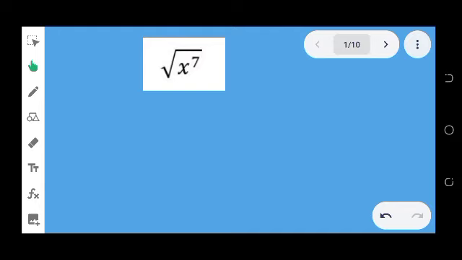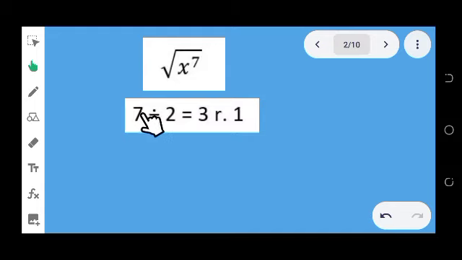You have the square root of x to the 7th. Now, if the radicand is a variable, when you simplify, you simply divide the exponent of the radicand by the index. So, since in this case the exponent of the radicand is 7 and the index is 2, we're going to divide 7 by 2. And when we divide 7 by 2, the answer is 3, remainder 1.